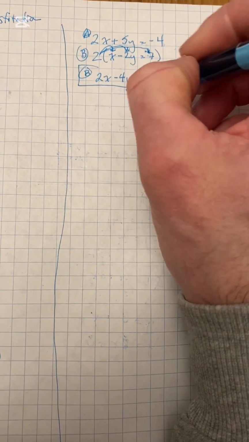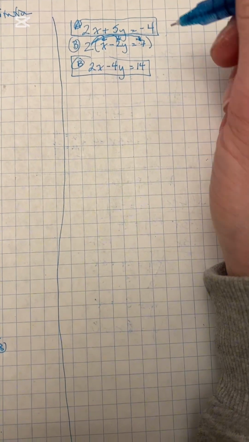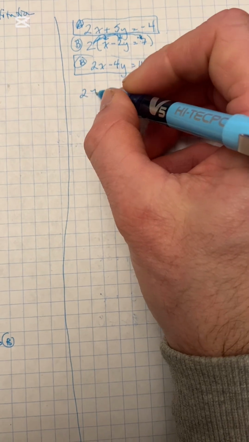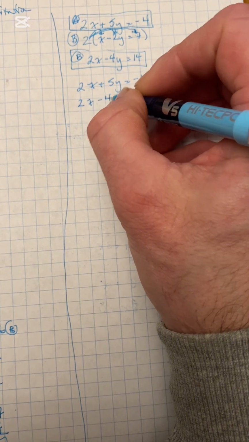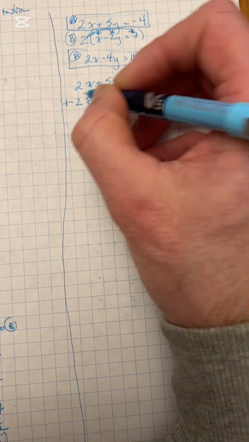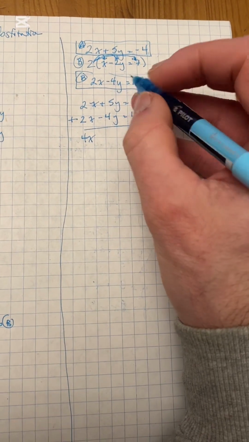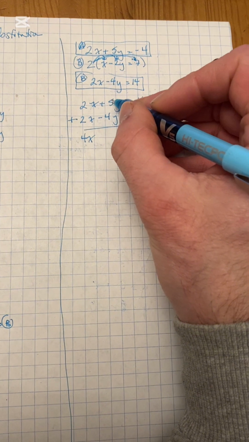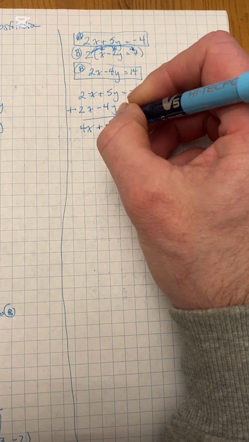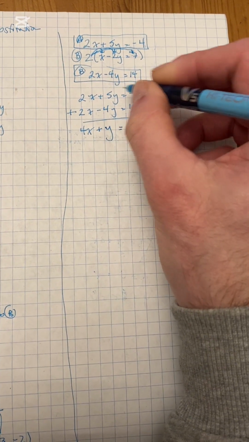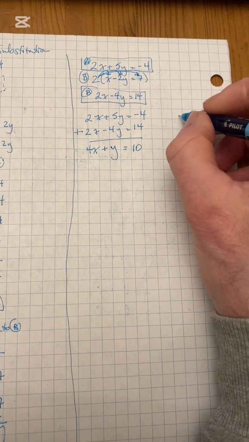All right, new B, original A. So I need to make new equations by adding, then subtracting. So let's do the adding first. So I got 2x plus 5y equals negative 4. I got 2x minus 4y equals 14, and I'm adding. 2 plus 2 is 4x. Positive 5 plus negative 4, 5 minus 4 is positive 1y. You got negative 4 and you add 14 gets you to positive 10. There's your first equation.